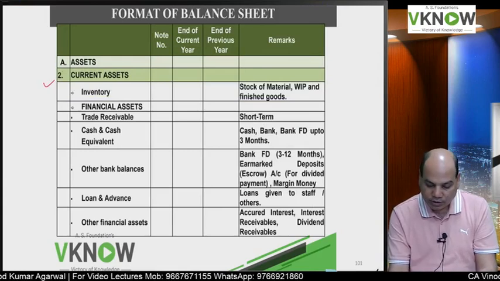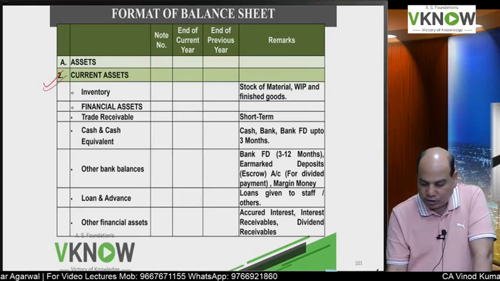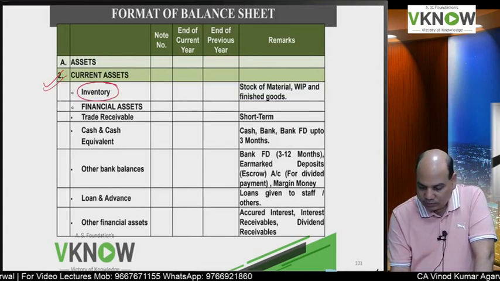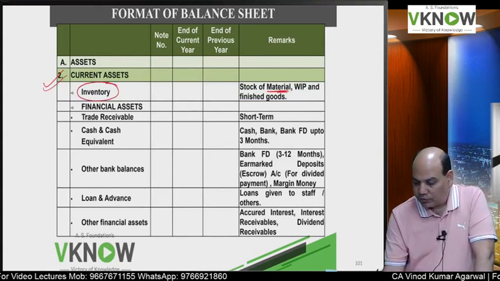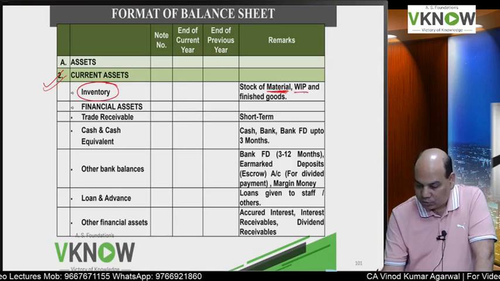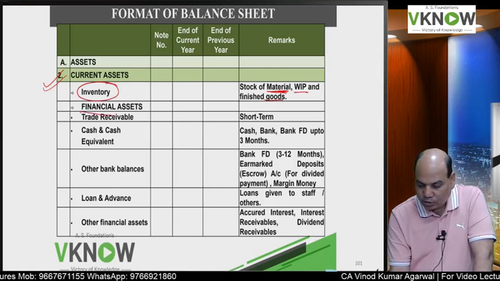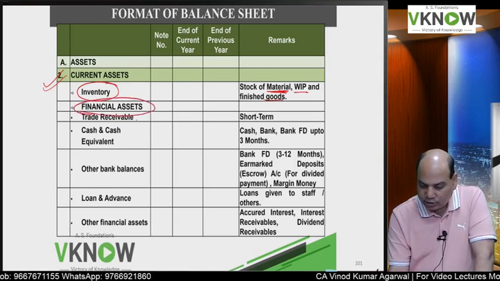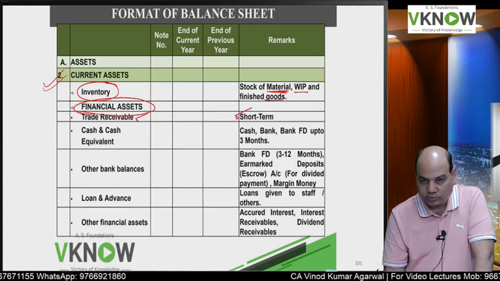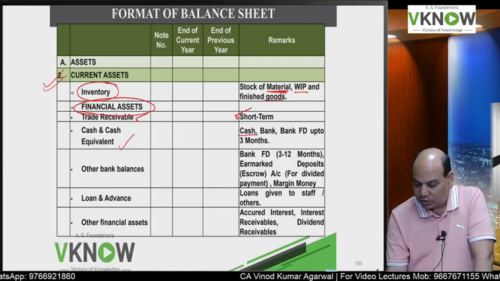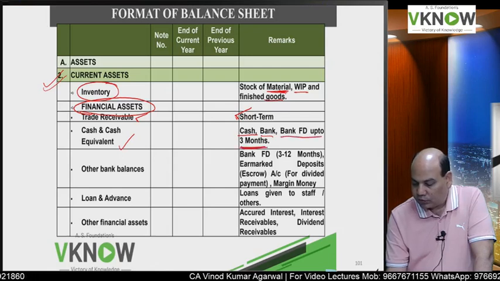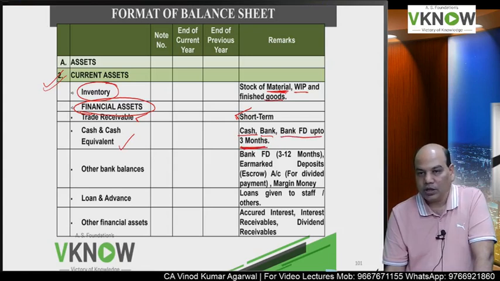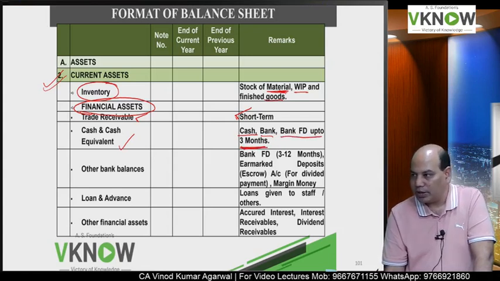Then the second part of the asset side is current asset. Under current asset you will start with inventory. Different types of inventory you will present separately, like raw material, WIP, finished goods, stock in trade, and then you will write financial asset. Under that you will write trade receivable if it is short term. Cash and cash equivalent: under that we will write cash in hand, cash at bank, bank FD whose maturity is 3 months. Bank FD whose maturity is 3 months from the date of acquisition will come under cash equivalent.